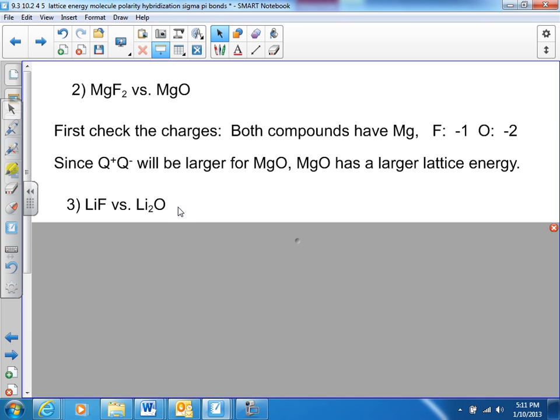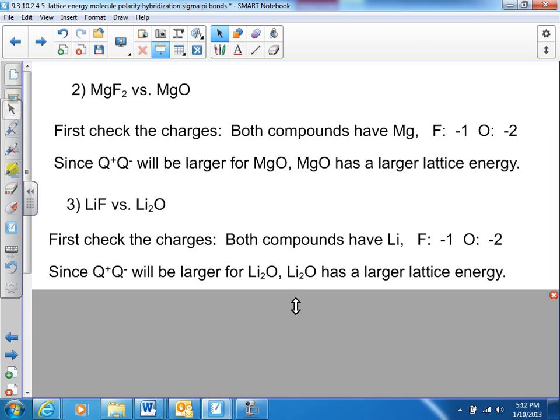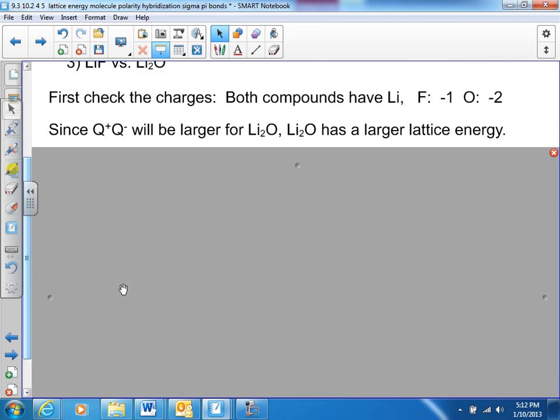Okay, lithium fluoride versus lithium oxide. We checked the charges. Both of these have lithium, so what are we going to check? Hopefully you got it. We're going to check fluorine and oxygen, which we just checked right over here. Look at that. Fluoride -1, oxygen -2. Do you know the answer? Here it is. Lithium oxide has a larger lattice energy.